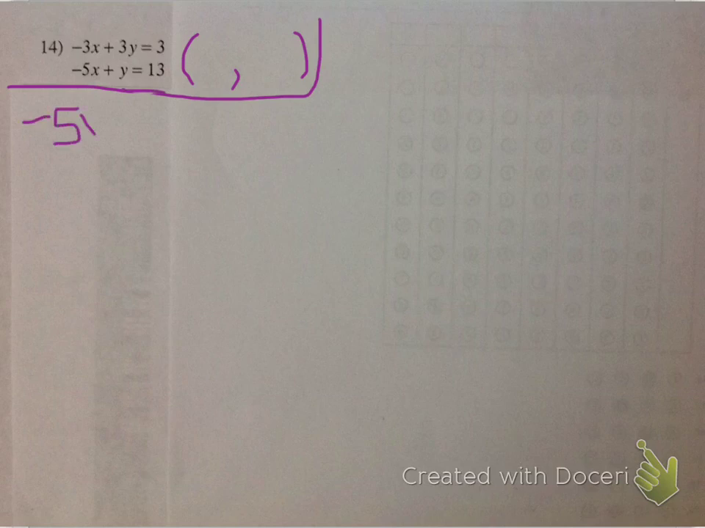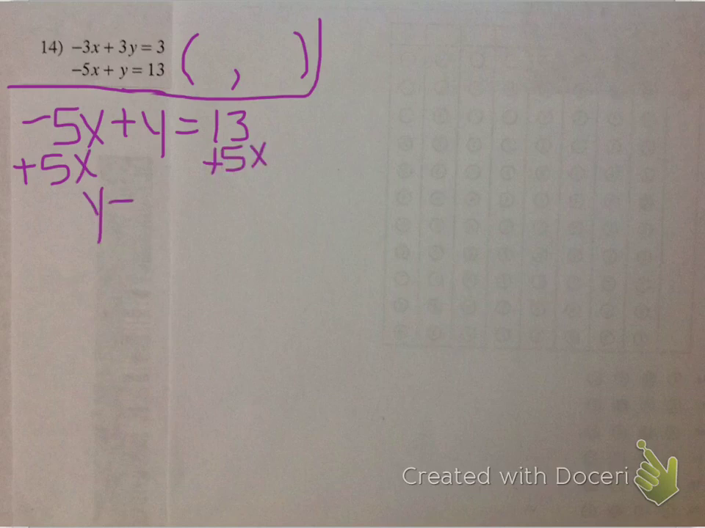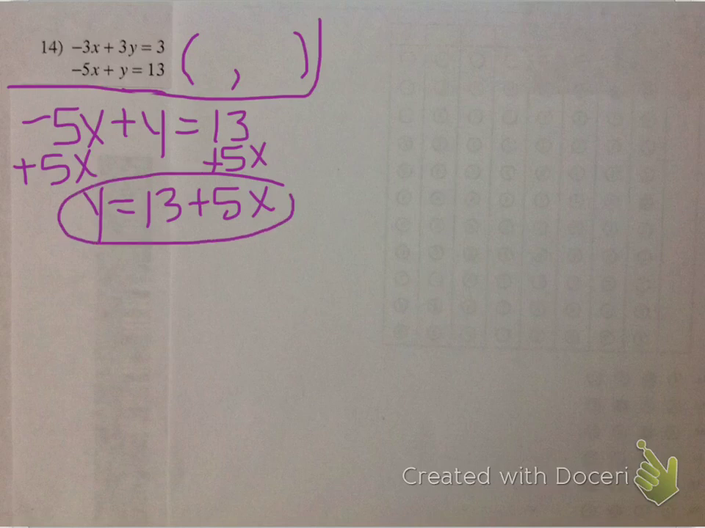So I'm going to copy my equation, and I'm going to solve for y, so I need to add 5x on both sides. Okay, so y equals 13 plus 5x. Circle, and I have solved for my variable. So my next step would be to substitute into my other equation. Okay, so I'm going to take this and put it in this equation over here.